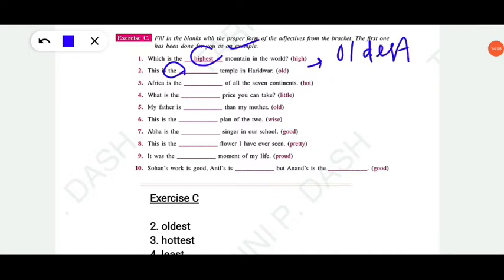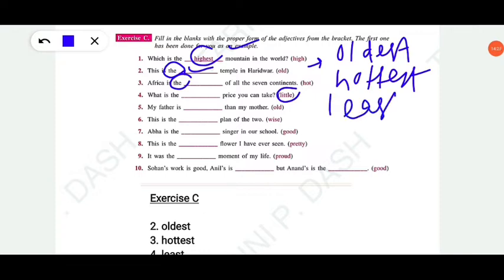Then next here, Africa is the dash of all the 7 continents. That means, sir, the comparison is made with one with all others. So here, as you find, the definite article is used. So you have to use hottest. Okay, superlative degree. The next here, what is the dash price you can take? The least. Okay, the least price.